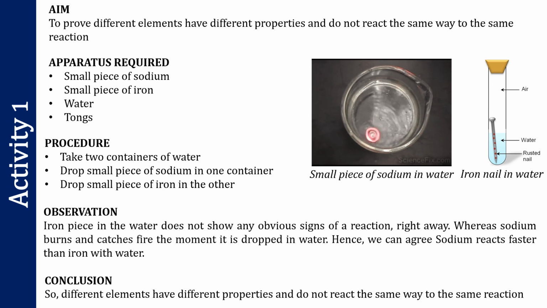Apparatus required: small piece of sodium, small piece of iron, water and tongs. Take 2 containers of water, drop a small piece of sodium in the first container, and drop a small piece of iron in the other. Iron piece in the water does not show any obvious signs of a reaction right away. On being left in the water for a long time, you can notice the rust develop on the iron piece.